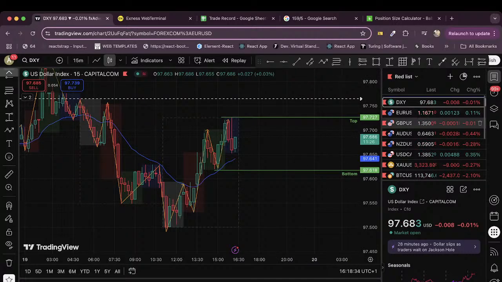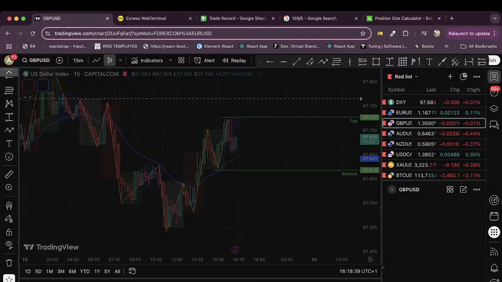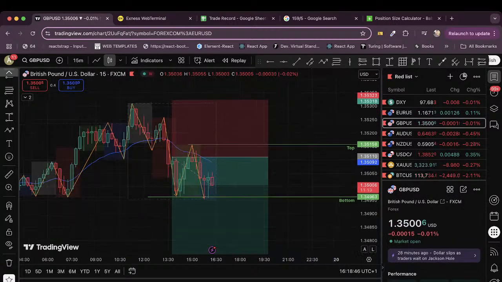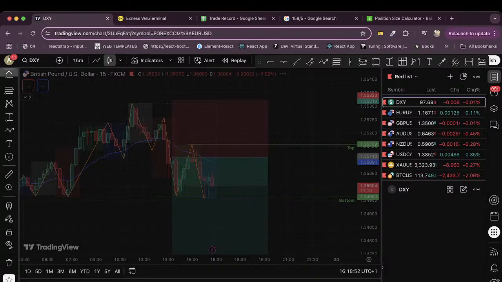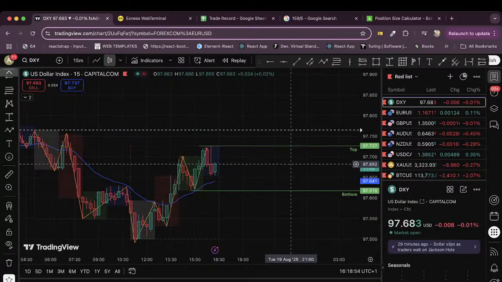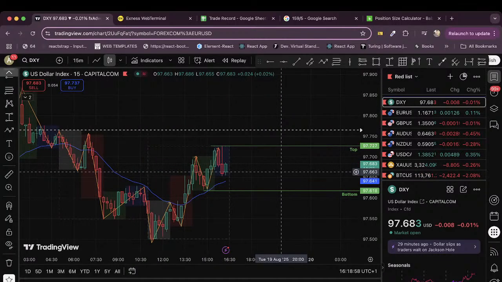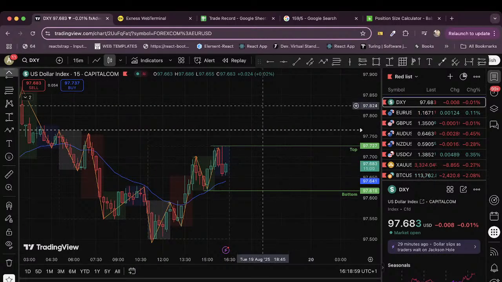DXY, let's go, baby, let's go. Let's see how British pound is reacting to that. Okay, we are seeing some interesting red candle coming in again. DXY, you see how powerful. I think from today onwards, we are going to prohibit looking at any major pair without looking at DXY.